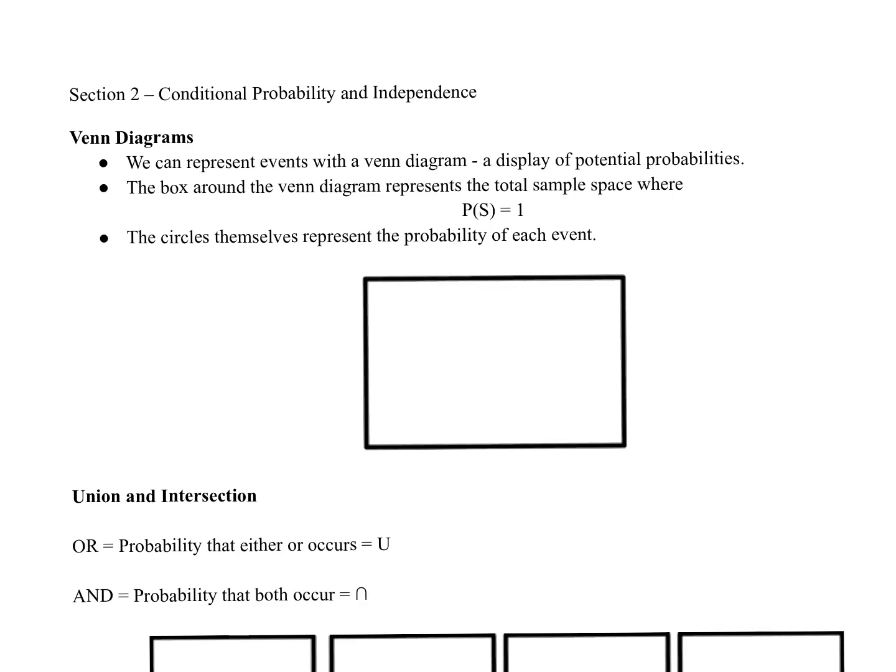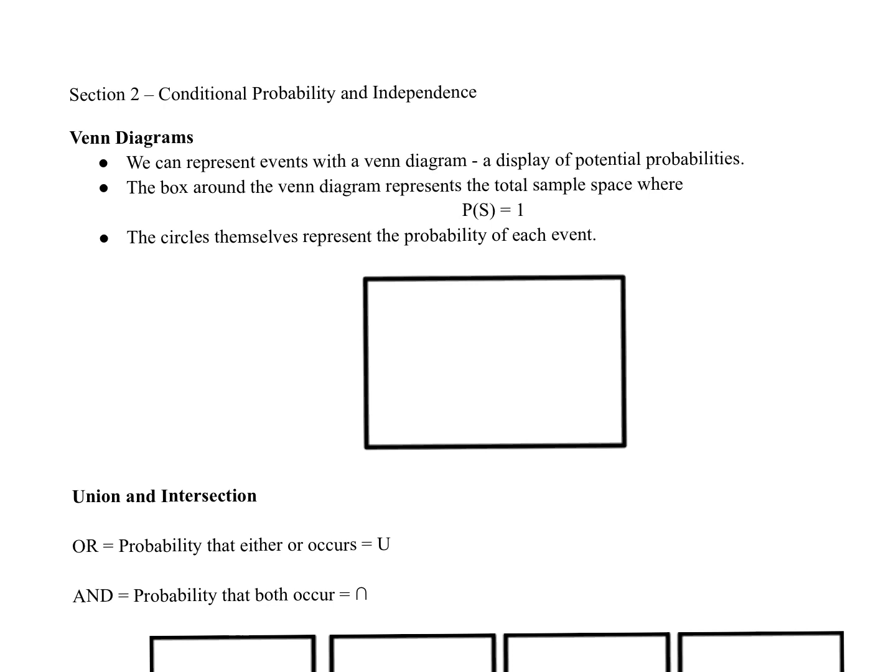In section 2, we're going to take a look at conditional probability and independence. In section 1, we saw that one way we can display information to find probability was through a two-way table. But another way we can represent events is with a Venn diagram, which is a display of potential probabilities.